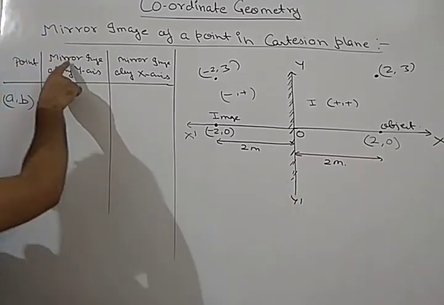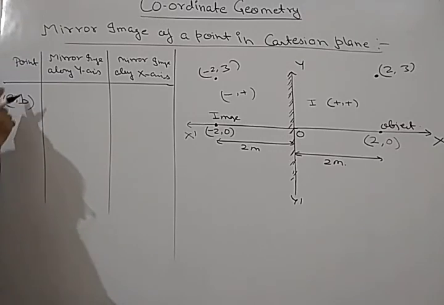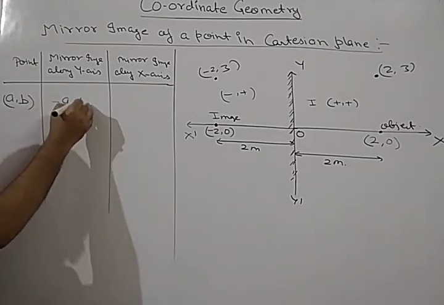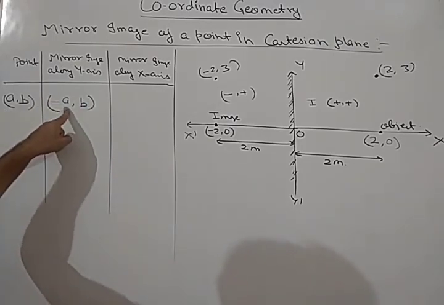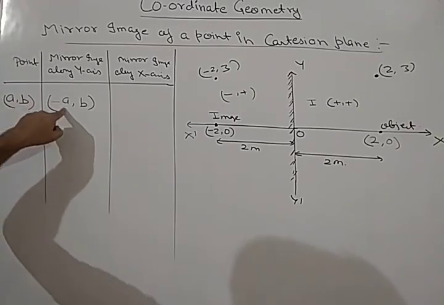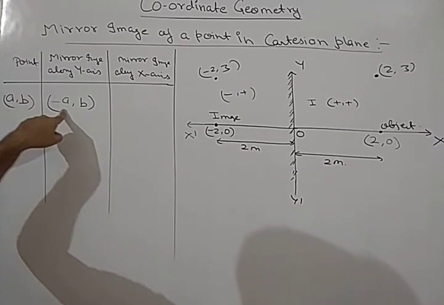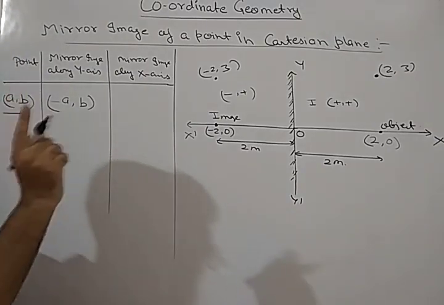So when we find the mirror image of this point along y-axis, then the sign of x coordinate will change. It means it will become minus a, b. So if a is positive, it will be negative. If it is negative, then it will be minus of minus, that will be positive. Clear? So you have to remember only this single point a comma b.